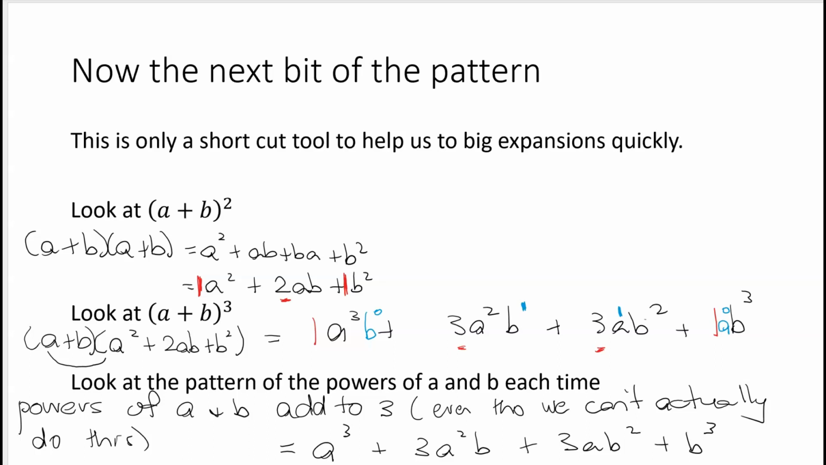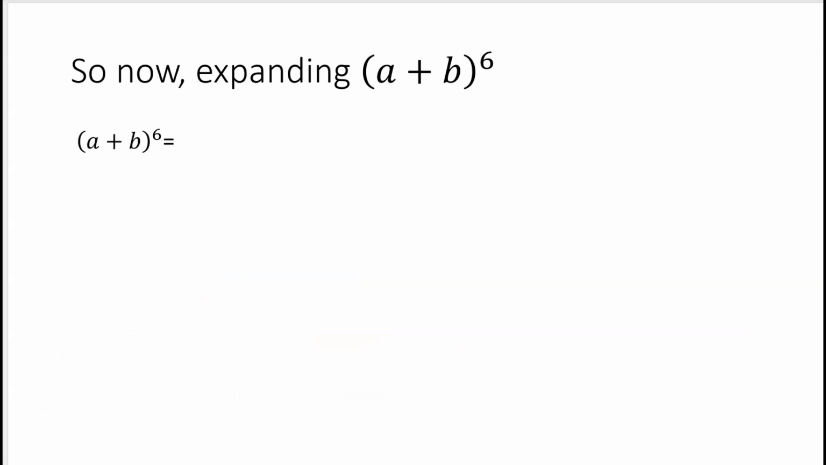Okay, let's go for a big one. Let's go for a plus b to the power of 6. Okay, I'm going to write in my coefficients first. So going back to the very first one, they're going to be 1, 6, 15, 20, 15, 6, and 1. Okay, and each of them is just going to be plus all the way through.